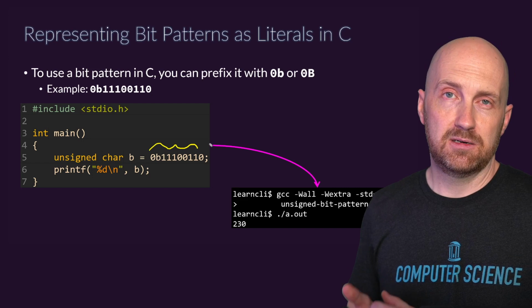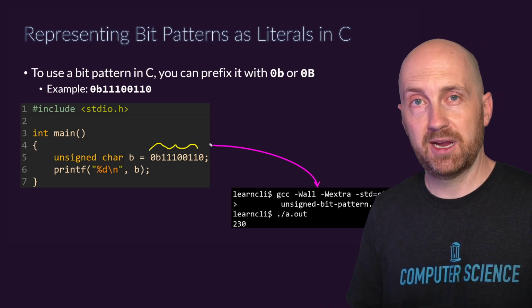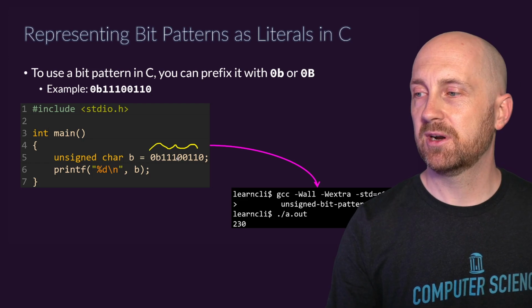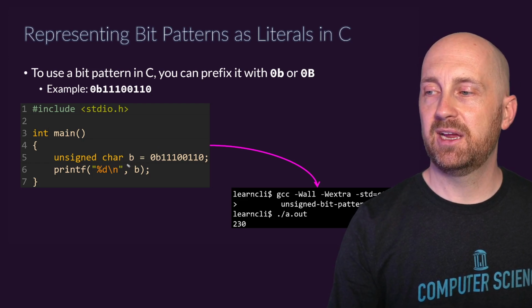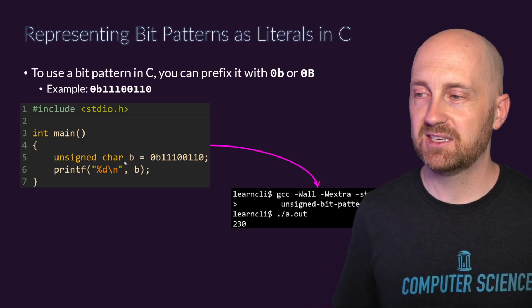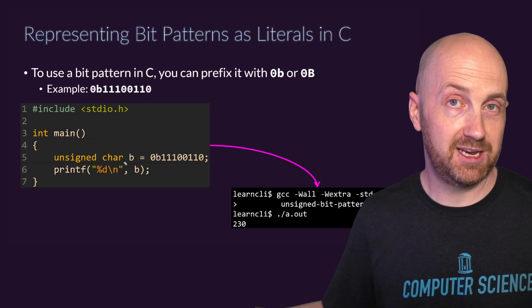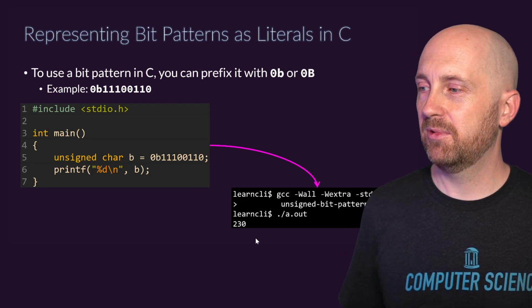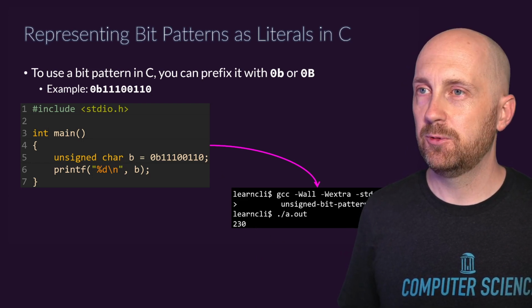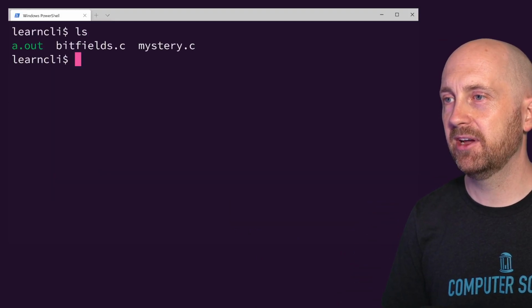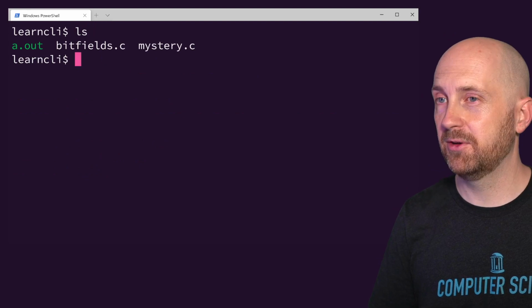The b here is case insensitive. It could be uppercase, it could be lowercase. Typically you'll see people use the lowercase b. And this variable name was just a coincidence that it was b for binary. We'll use an h for hexadecimal later, but we could have named this variable whatever name we'd like. When we compile this and run it, we'll see that it results in a value of 230. So let me go back to my terminal, and I've gone ahead and set up a file named bitfields.c.